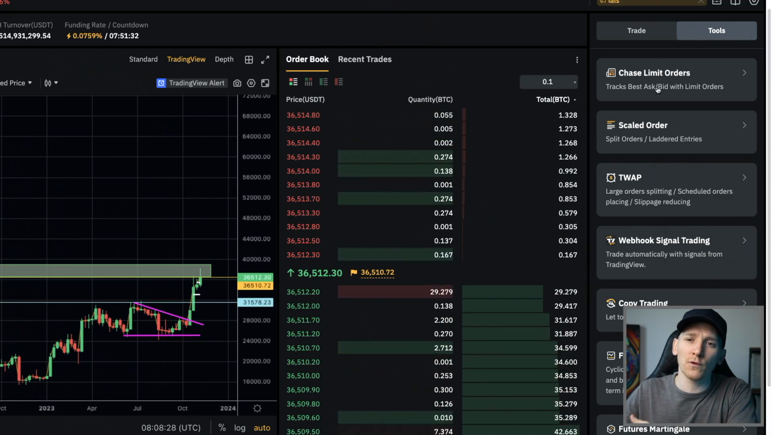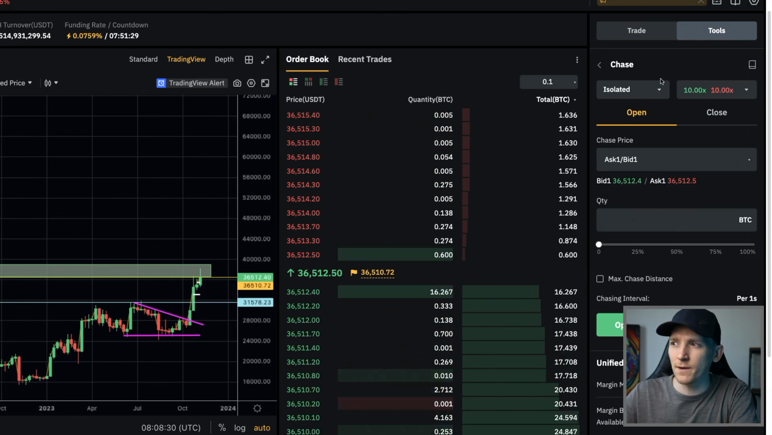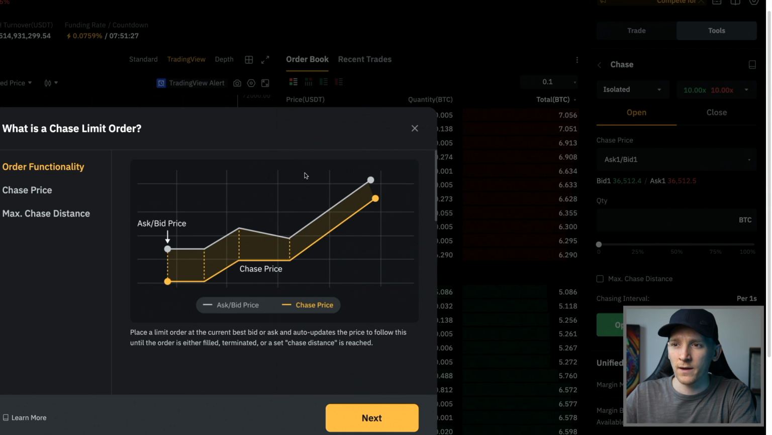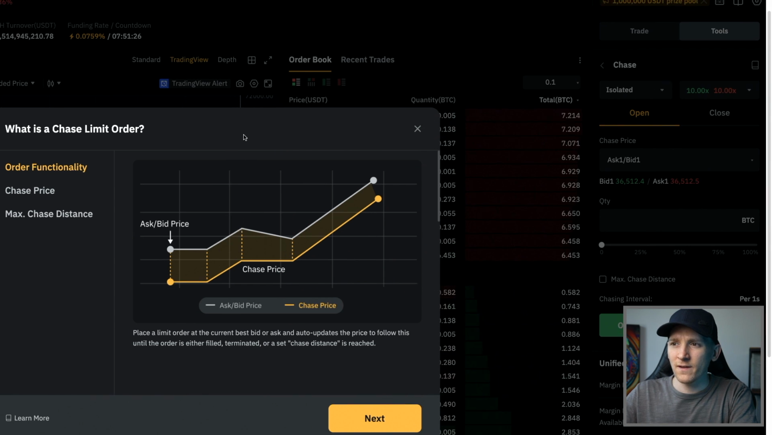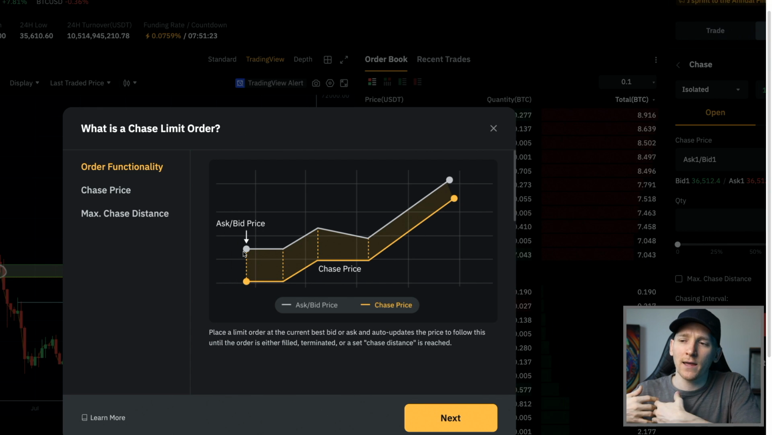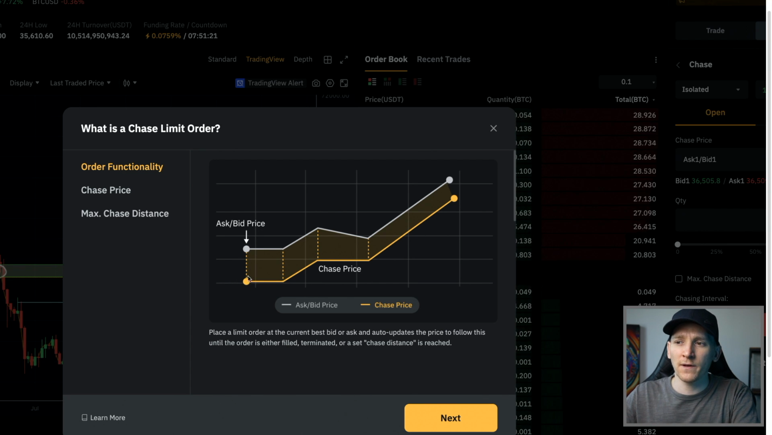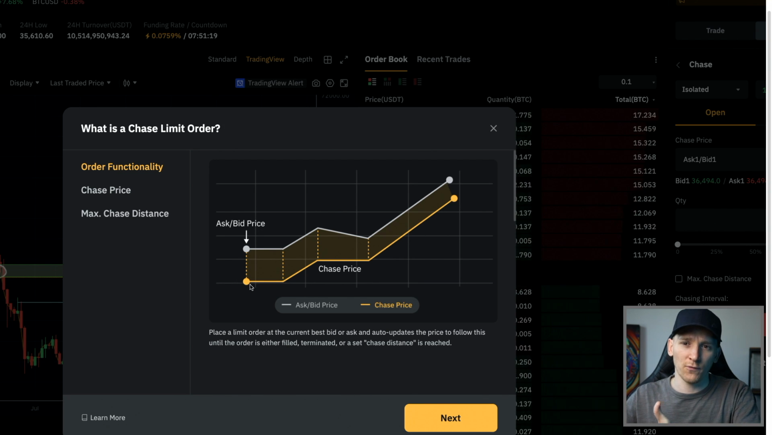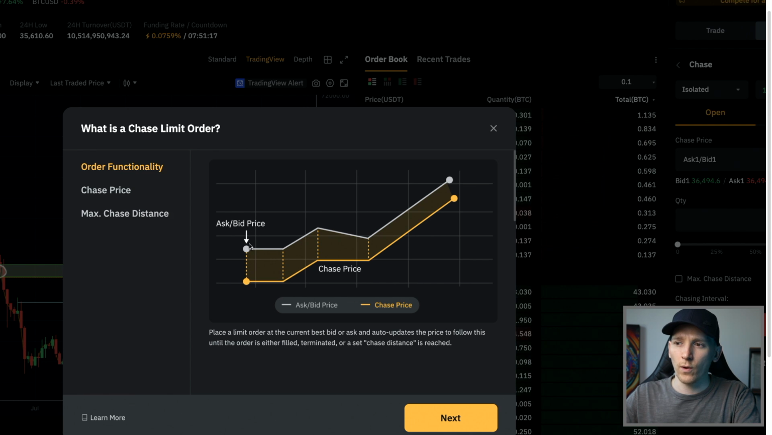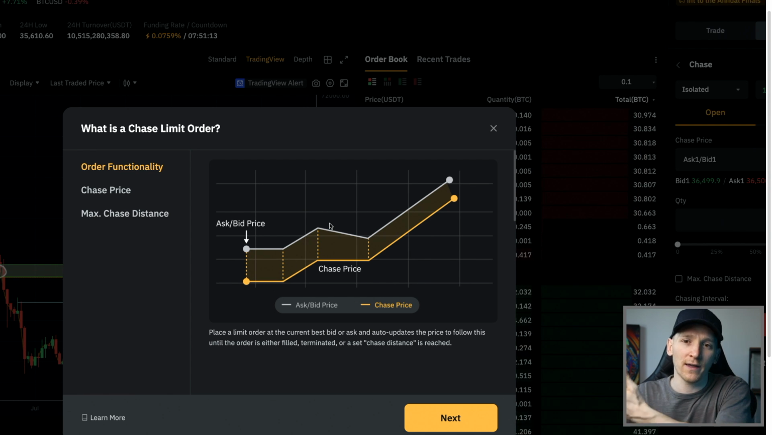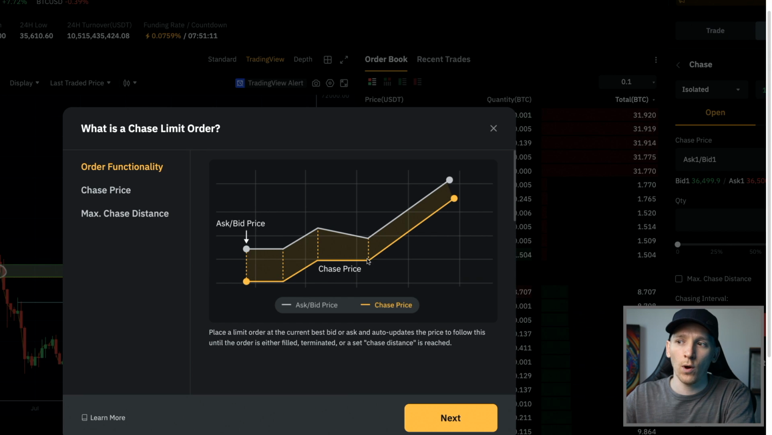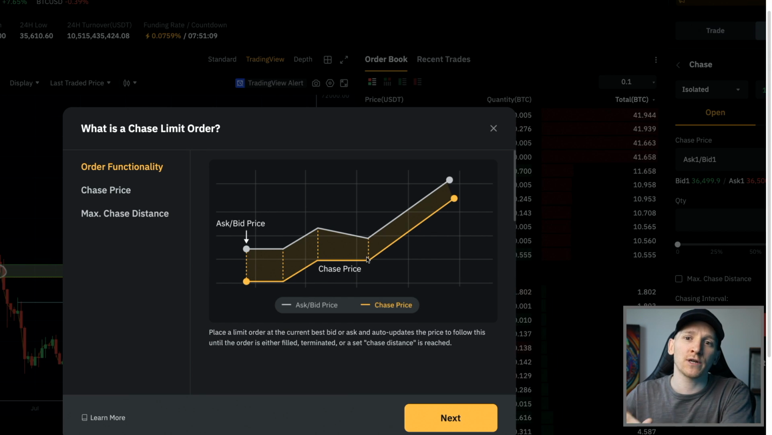We can also use chase orders on Bybit. These aren't the most useful types of orders, but we can use them. Chase limit. I'll show you the infographic here because it makes more sense. What you can see here is that we put a buy order in at a specific distance away from the best bid if we're a buyer. And then we say we're $50 below the bid. We're happy to chase that bid up if it gets away from us up to a certain point. And then we don't want to keep chasing it anymore.